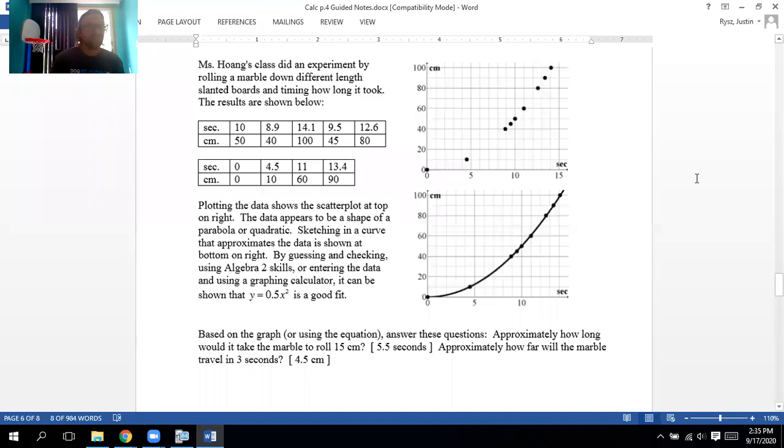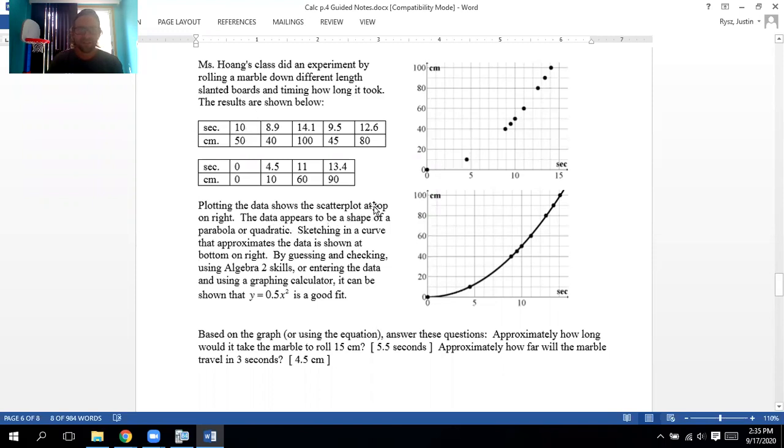Okay, this next one I put on here on purpose, not because it's such a difficult problem, but because a lot of kids will see in math just a whole lot of words and a whole lot of graphs and numbers and just get scared. I just want to show you how easy some of these things are. So we got Mr. Hong's class did an experiment by rolling a marble down different lengths of slanted boards and timing how long it took. The results are shown below. So they plotted the points. I have all those right there.